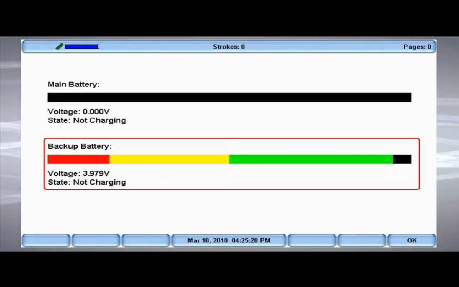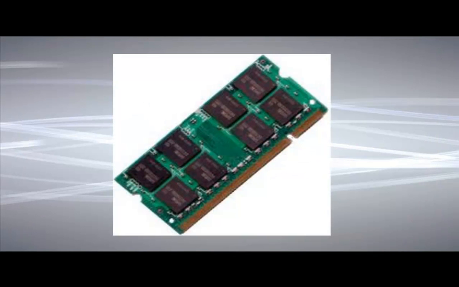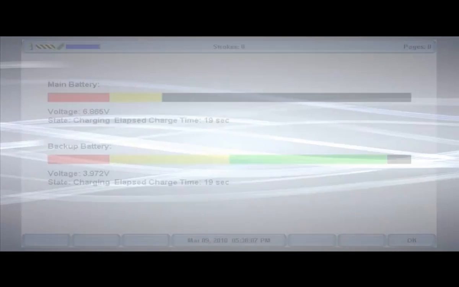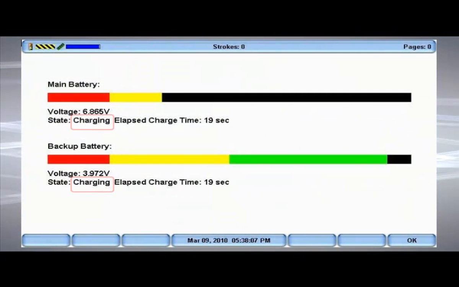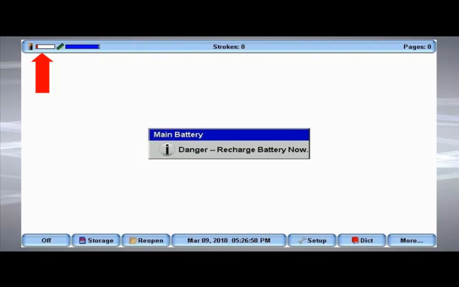When powered by the backup battery, the tilting screen turns off, while steno and timestamps continue to be stored in memory. The backup battery operates for approximately 8 hours and charges simultaneously with the main battery. When the main battery has a low charge, the battery gauge in the title bar turns yellow, then red, and a warning message displays on the screen.